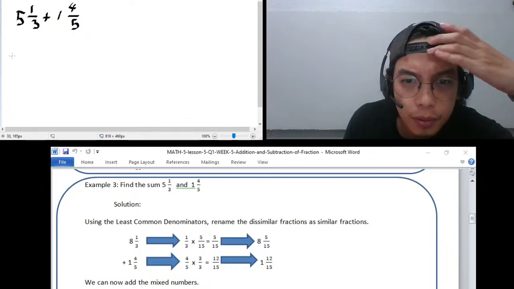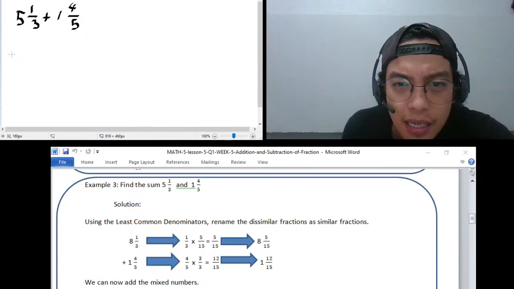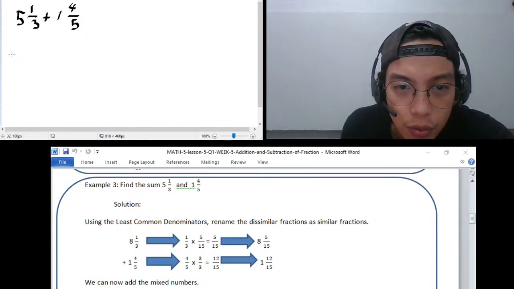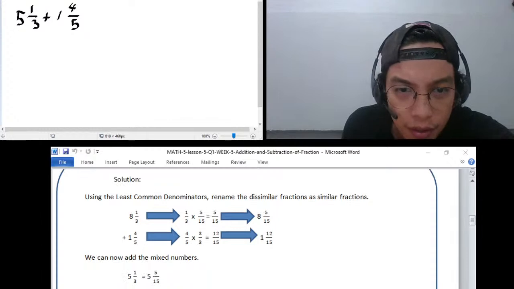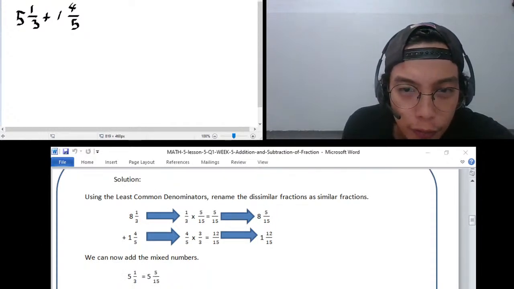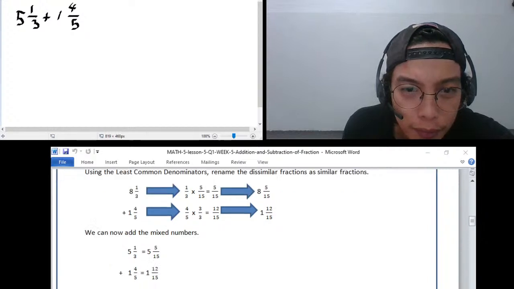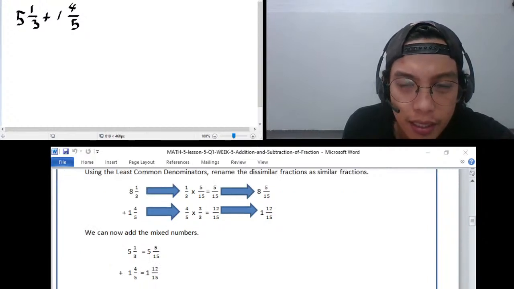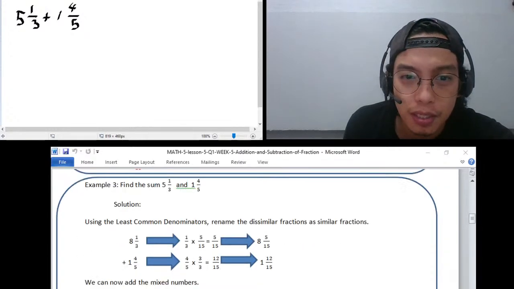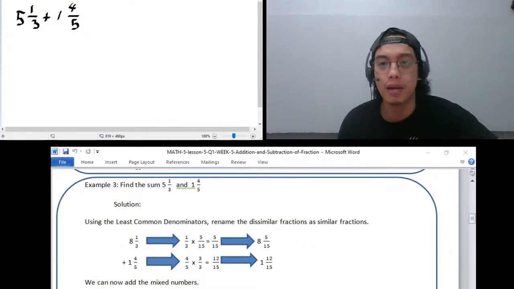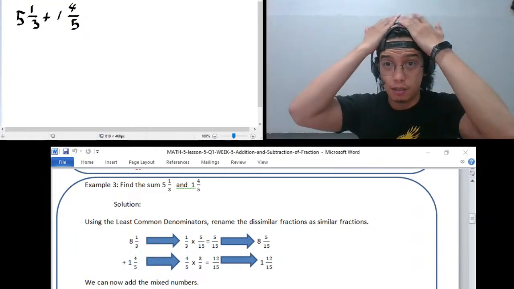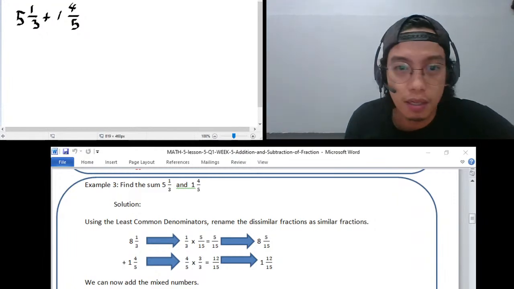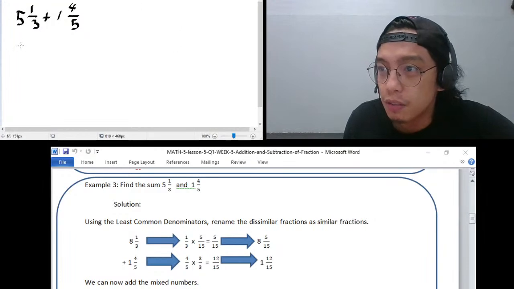Oh, supposed to be 5. Find the sum of 5 and 1/3, but their solution says 8 and 1/3. I'm confused now. It's 5. It's not 8. It's a typographical error in the solution, but let's trust it. So it's 5.